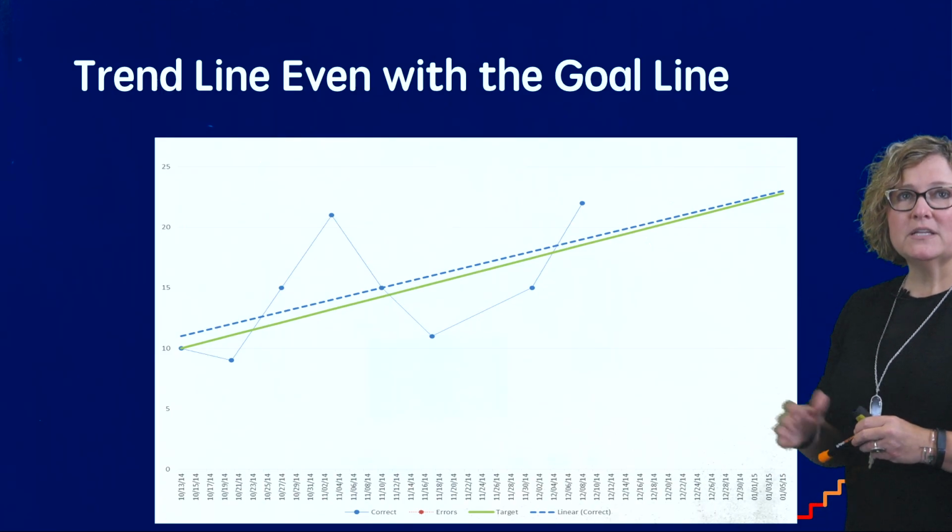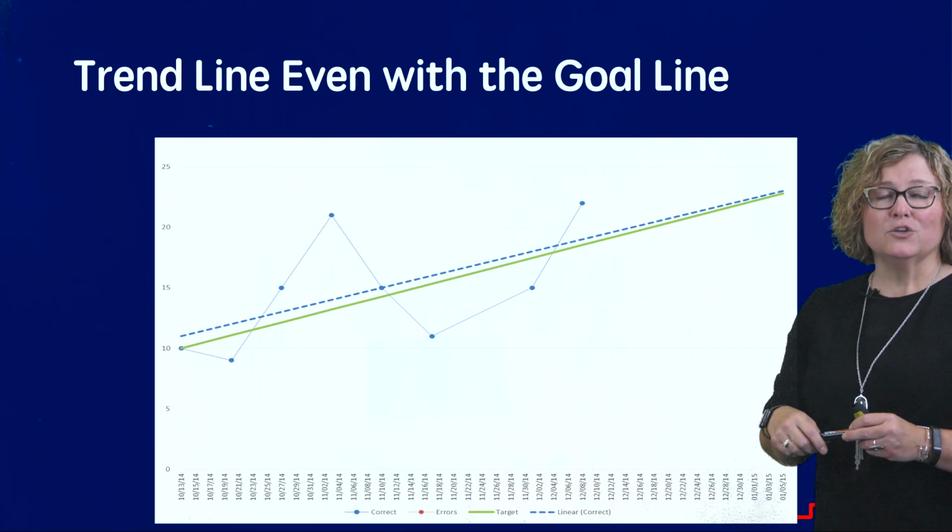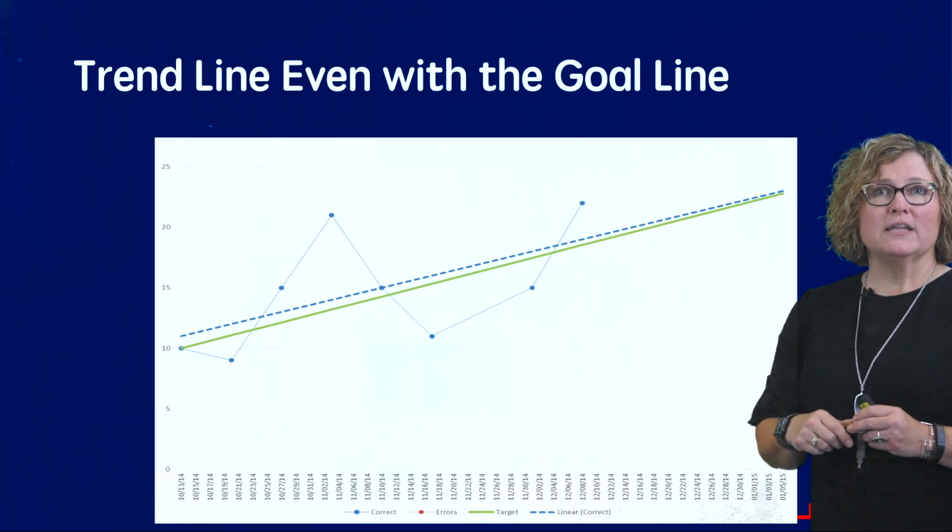So here are some quick examples. Here is a case where the trend line, you can see in green, is even with the goal line in blue.